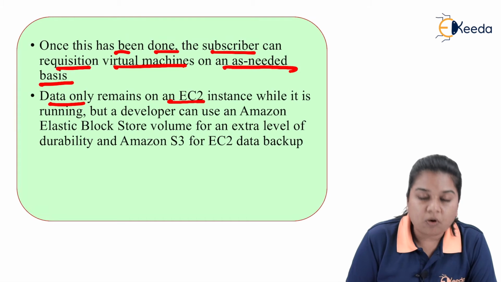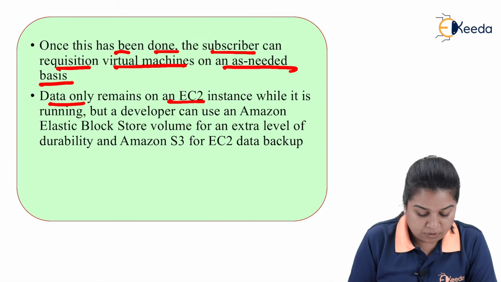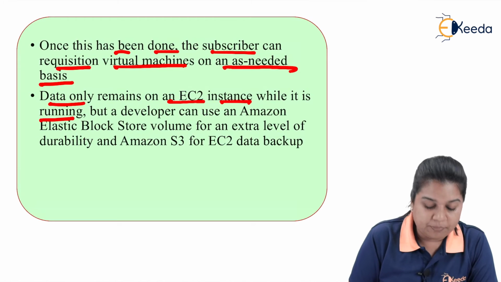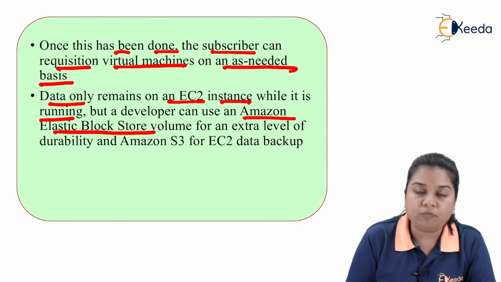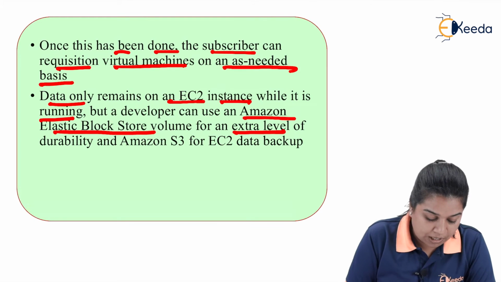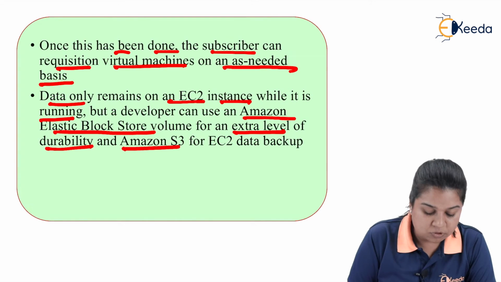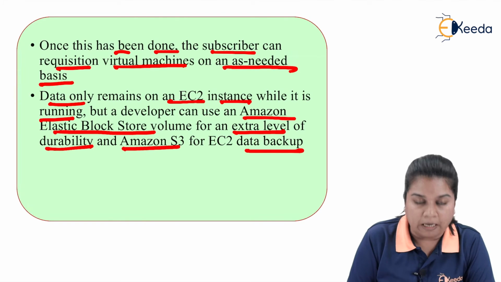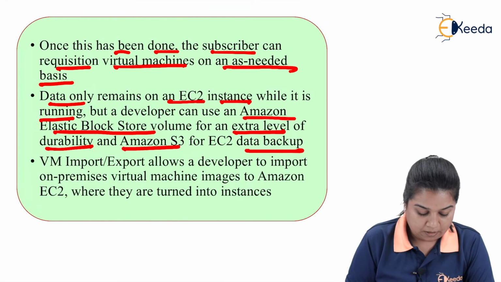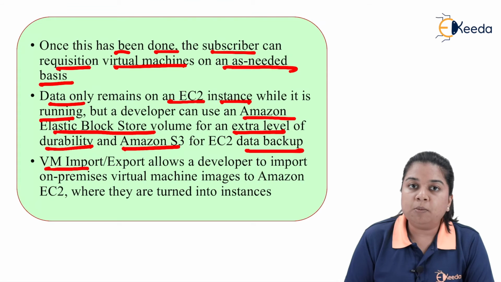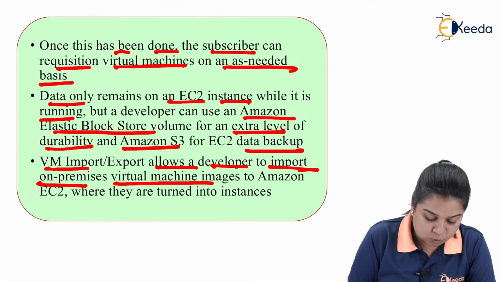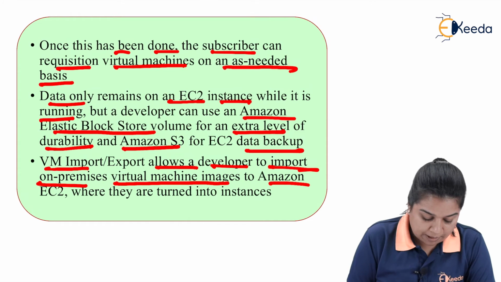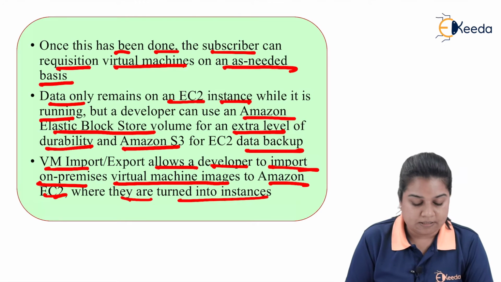Data only remains on an Elastic Compute Cloud instance while it is running, but a developer can use an Amazon Elastic Block Store volume for an extra level of durability and Amazon S3 for EC2 data backup. Virtual machine import export allows a developer to import on-premise virtual machine images to Amazon EC2 where they are turned into instances.